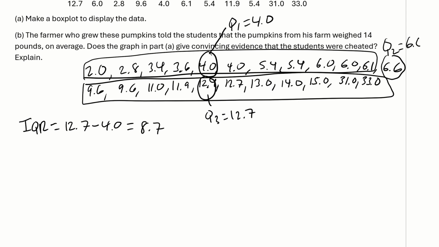Low outlier. So the low outlier is less than, the high outlier is greater than. So the low outlier is less than the first quartile minus the 1.5 IQR. It's negative 4.7. Let me make sure. I didn't multiply by the 1.5 IQR. I'm sorry, I gotta do the 1.5 IQR. I just went straight to the IQR.